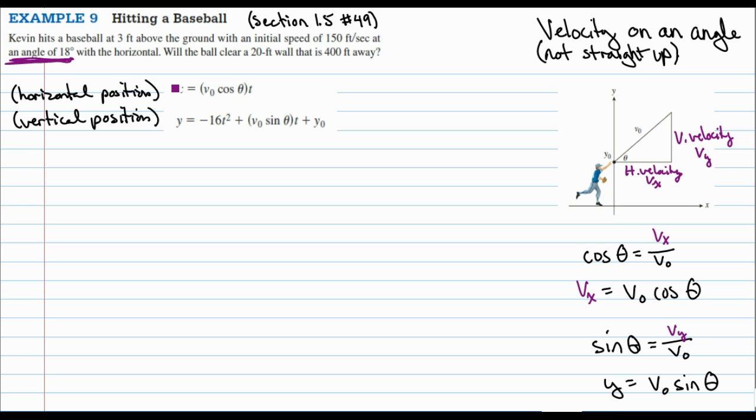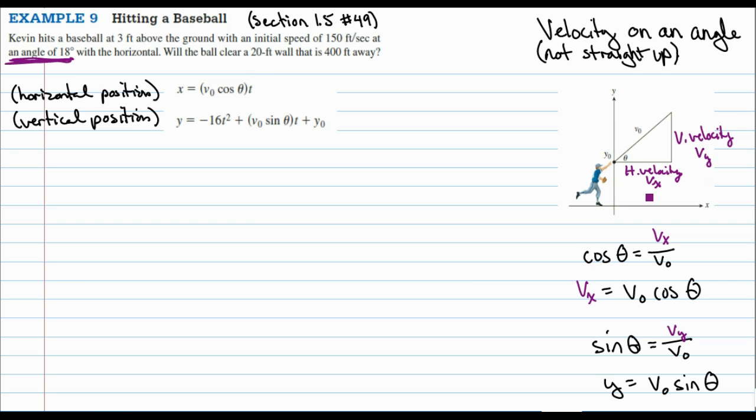Now, the horizontal position, also known as distance, equals rate times time. That's how you're used to seeing a horizontal distance. So in this case, x is going to represent our horizontal position, the rate, well, we'll talk about that in a second, and then times time.